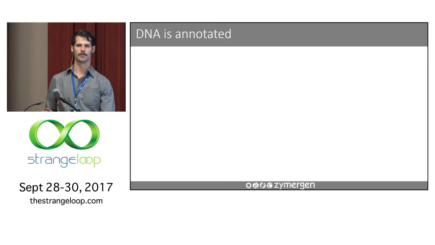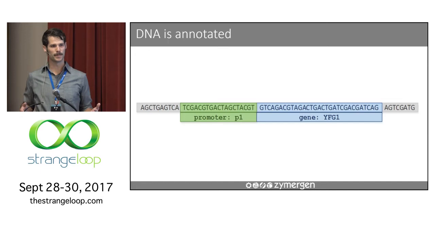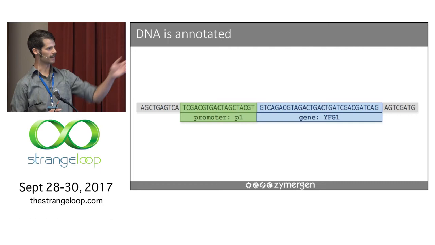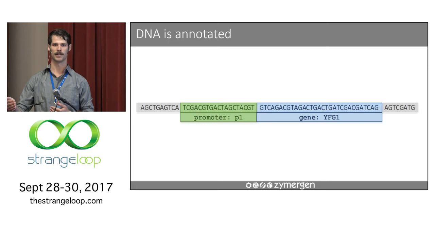Something good to understand about DNA itself is that for the most part, we don't have any clue about what most of it means. Given any sequence of A's, C's, T's, and G's here, there might be a long sequence of base pairs that we don't know anything about until we get to just that little bit that we think, all right, we have a pretty good idea of what this does.